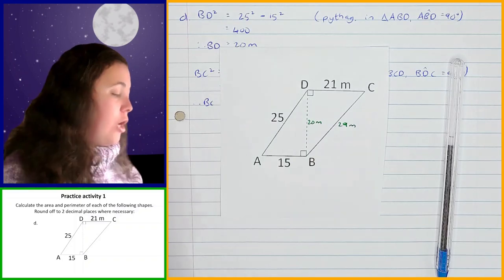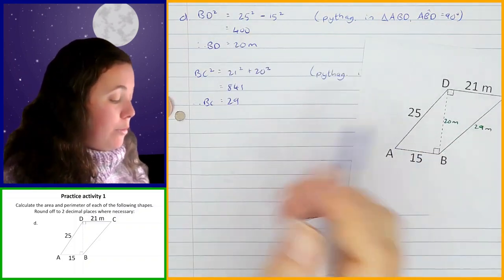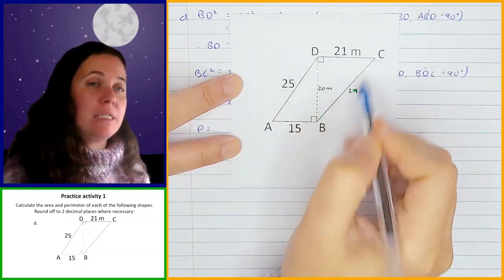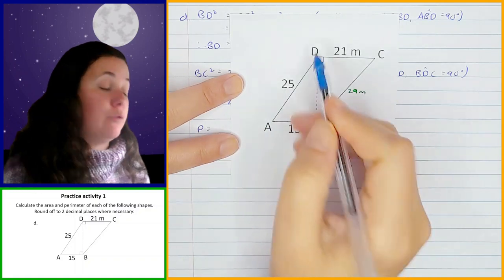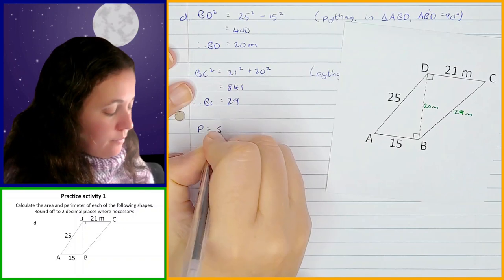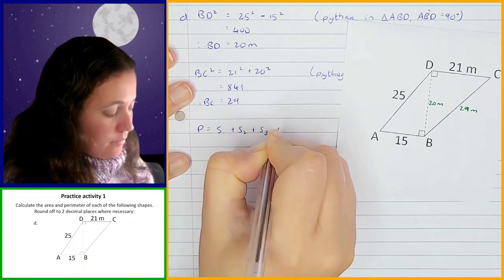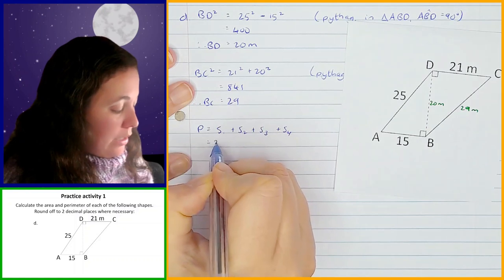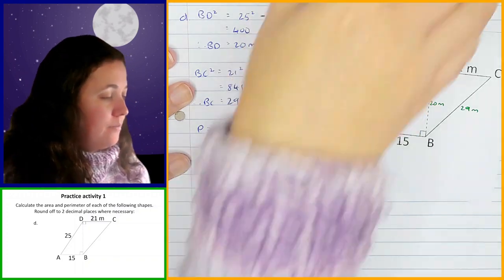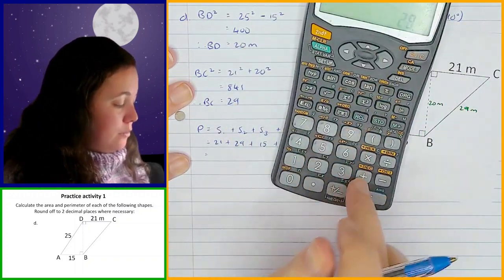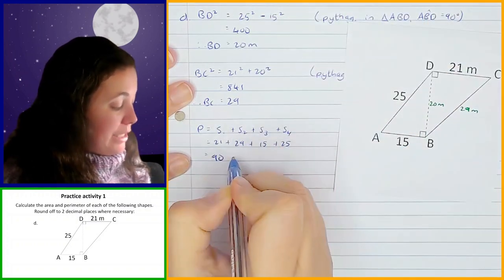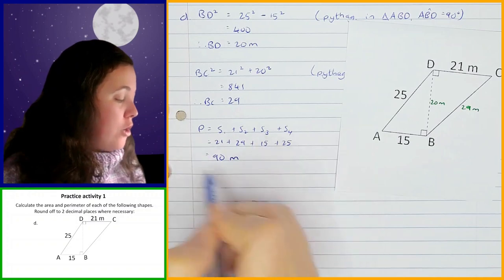Okay, so now we can go and work out what they asked us for, which was the perimeter. The perimeter is what we get when we add up all the sides around the outside, all the distances around the outside of the shape. So I've got side 1 plus side 2 plus side 3 plus side 4. So that's going to be 21 plus 29 plus 15 plus 25. When you add all of that up, you should get 90. And that is 90 meters for our perimeter. Right, so that's what you should have got for the perimeter.